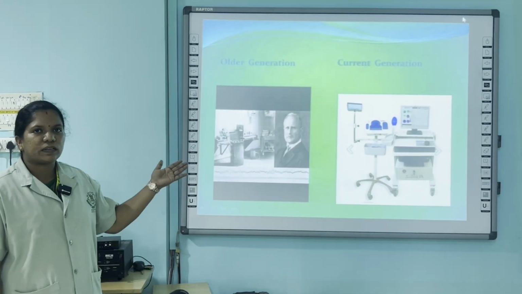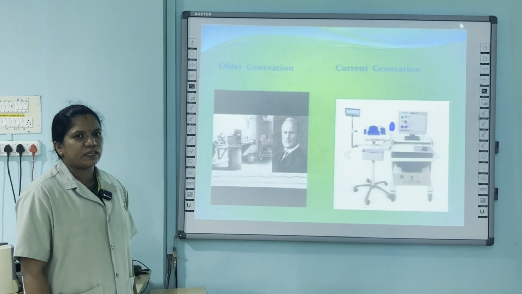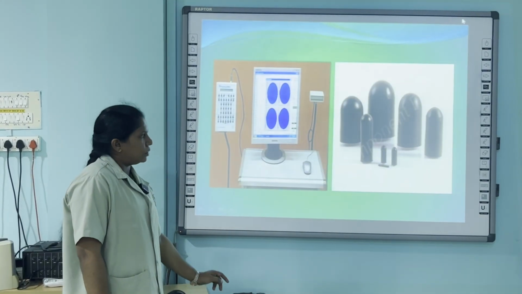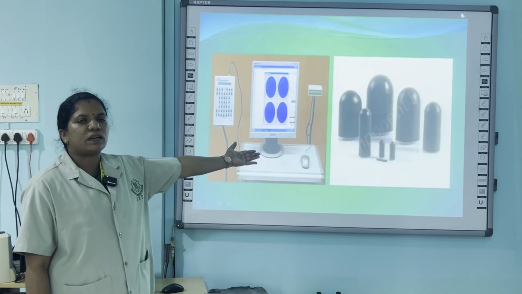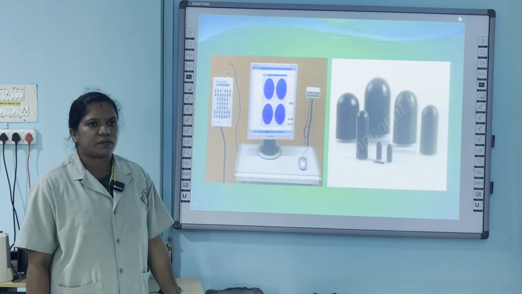So this is a diagram which represents the earlier generation of EEG and the current generation of EEG. The shape of the electrodes will be cup shaped. The electrodes that are shown here are cup shaped electrodes.